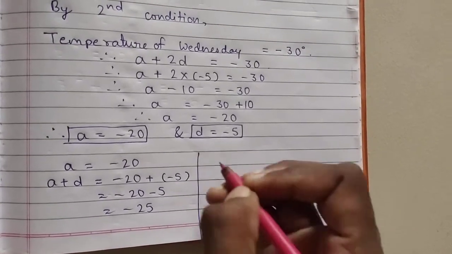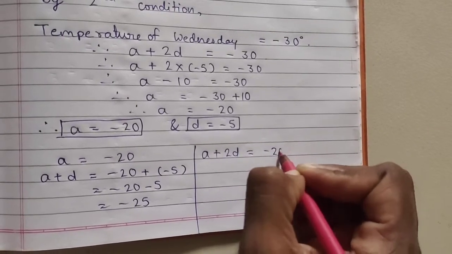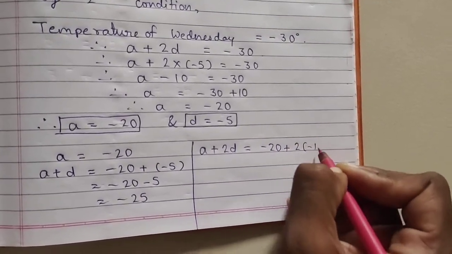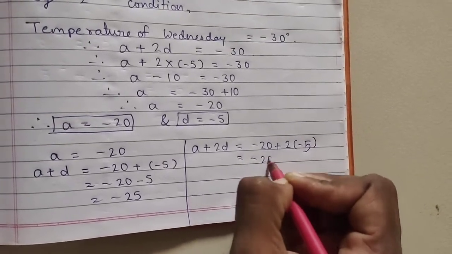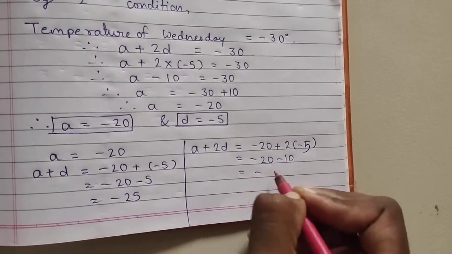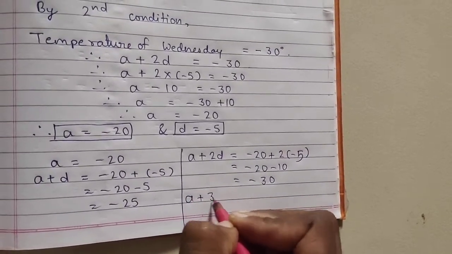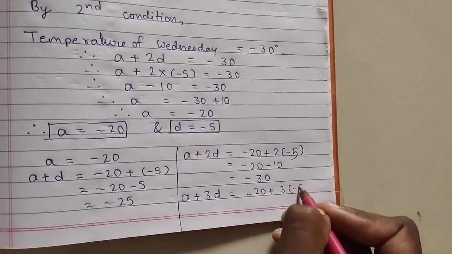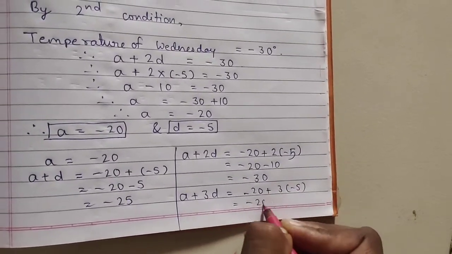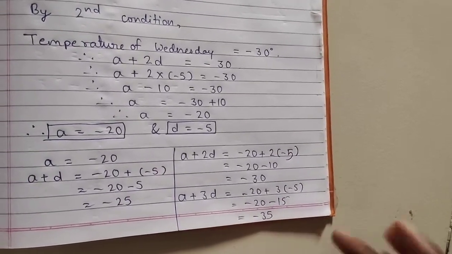Now in the next step you will find A plus 2D. So this is minus 20 plus 2 into minus 5. So this becomes minus 20 minus 10, and that you know is minus 30. Then next is A plus 3D. So A plus 3D is minus 20 plus 3 into minus 5. So this becomes minus 20 minus 15, and you know minus 35.